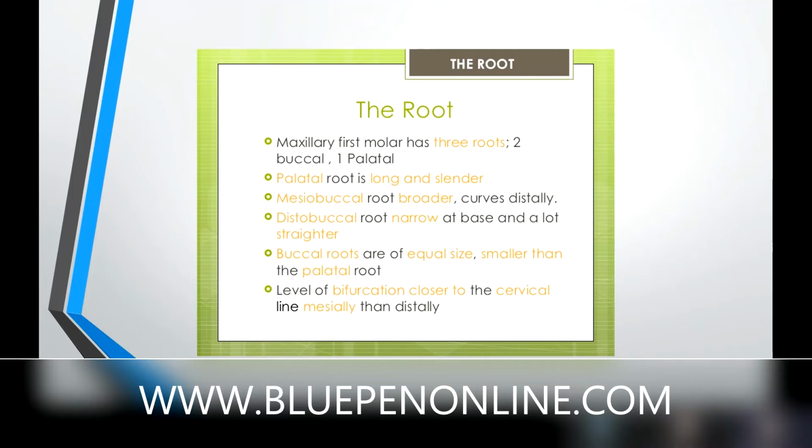Just, at least, if you don't write all this, write that both the buccal roots are of equal size and the palatal root is thin. At least remember this one point. Palatal root is thinner than the buccal root. And the bifurcation area is closer to mesial than distal.